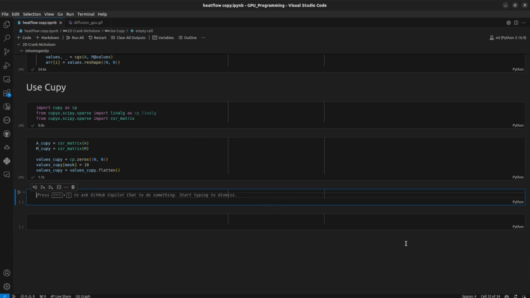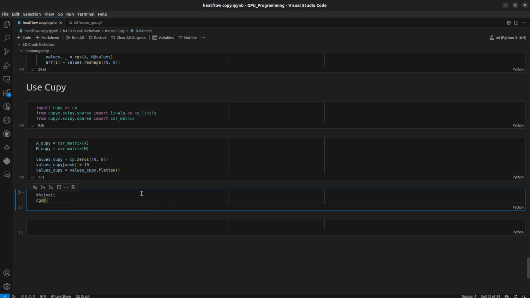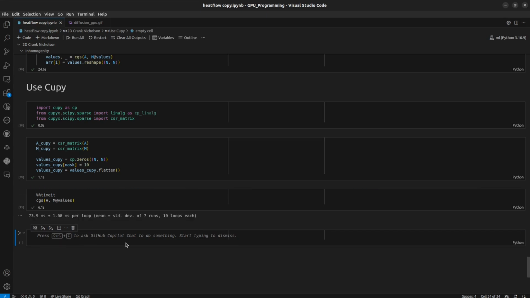Okay, now we want to know if it's actually that much of a difference if we use the GPU or the CPU. And what we do there is we use timeit to find it out. I'm going to use the iterative method CGS for that. And that's going to run a while. And we find that it takes about 74 milliseconds per run.